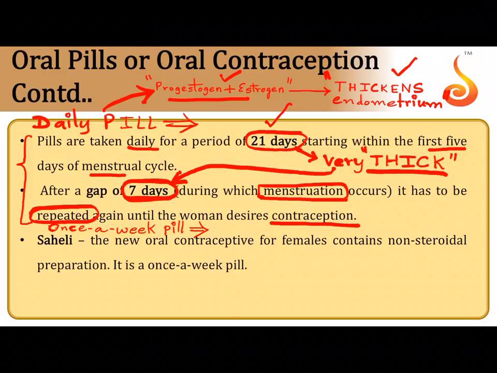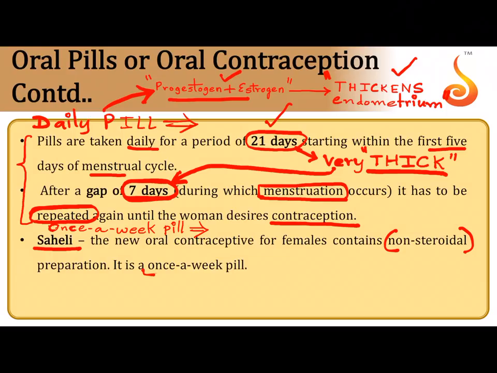What about the once in a week pill? Saheli, we had discussed, by the Central Drug Research Institute of Lucknow. It was a pill devised in India. It is a very safe pill which contains a non-steroidal preparation. It does not have a steroid, because steroids are dangerous to the human body. They may have adverse effects on human health. Correct? So Saheli is a once in a week pill.